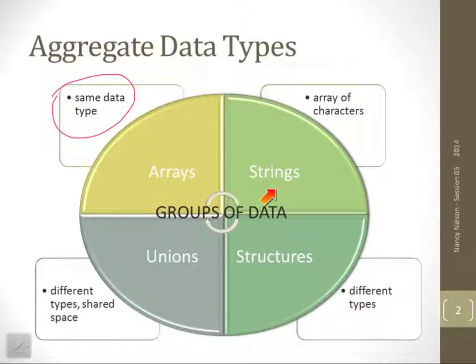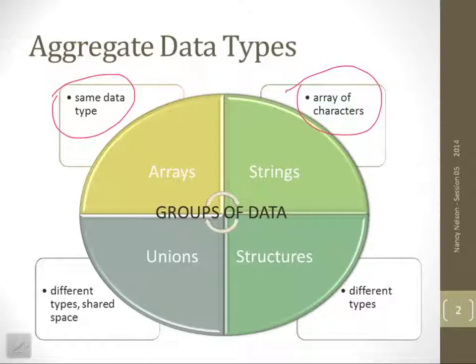The second type is a specialized type of array, which is an array of characters, which are strings. And so we would use strings to represent prompts, information that the user might enter about themselves, maybe their name, their high school, their address, things like that, that are made up of characters.